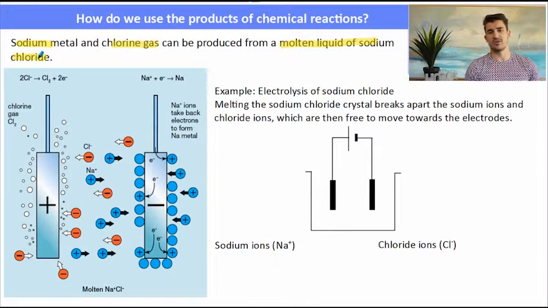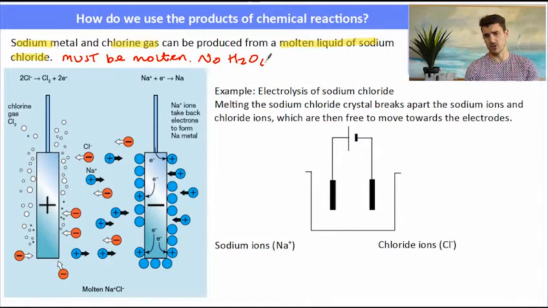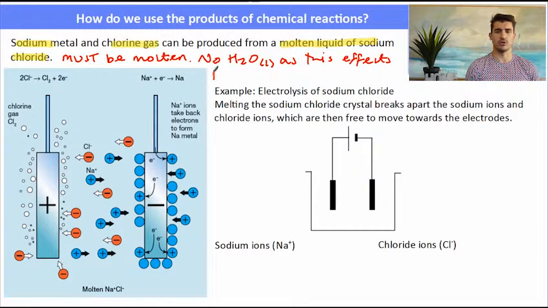So we can produce sodium metal and chlorine gas from molten sodium chloride. I don't want to call it a solution, because it's not a solution, it's a liquid. So it must be molten. Now that's because we can't have any H2O in the system, because H2O will interfere with the reaction. To break apart the sodium chloride crystal, we would have to heat it to really large temperatures. So we break that apart and that releases sodium ions in a liquid and chloride ions in a liquid.